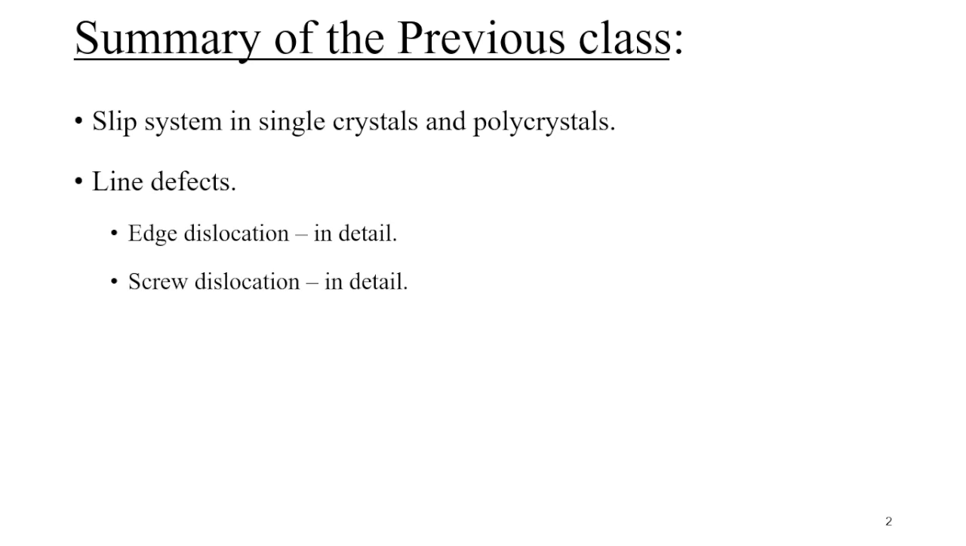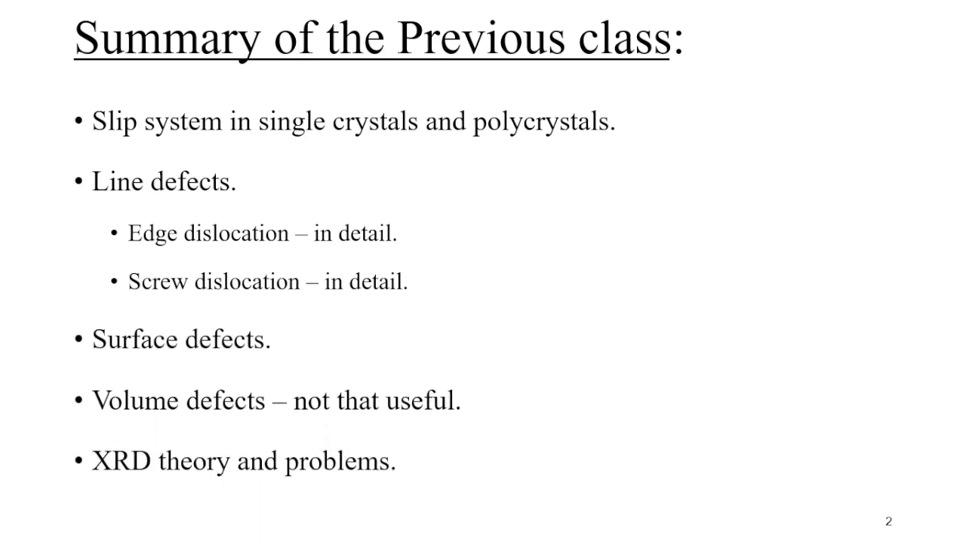We discussed the line defects, surface defects, and volume defects. Volume defects are pores, cracks, and blowholes. Grain boundaries actually come under surface defects. So these are the things we saw.